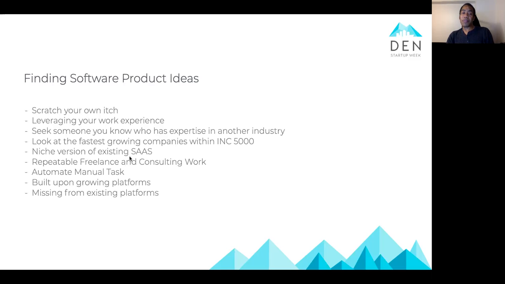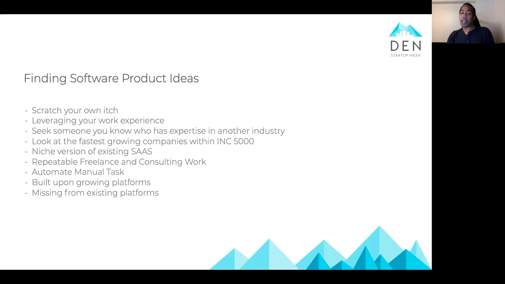In terms of finding software product ideas, a couple of places you can look: number one, scratching your own niche. Perhaps you're using a software product that's just not that good and you could make something better. The other thing is seeking someone in the industry who has expertise. A good example is an accountant who does something kind of repetitive, and you can work with that accountant to make a product that solves that problem.